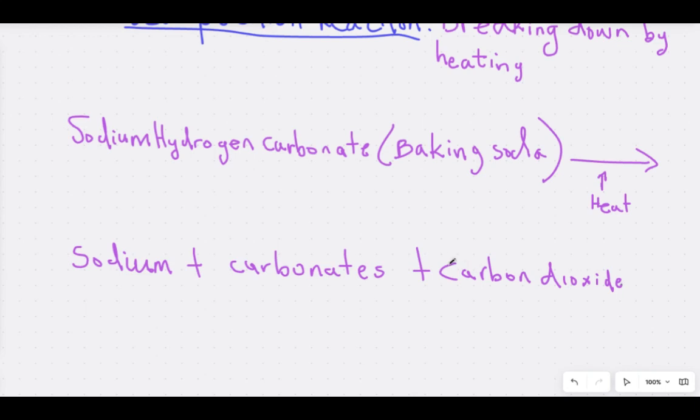Okay, so it will decompose. See, our baking soda, when we heat it, this type of reaction is called a decomposition reaction. You take sodium hydrogen carbonate, your baking soda, you heat it, it will decompose into smaller units, which are sodium carbonate and carbon dioxide. So that type of reaction is a decomposition reaction.